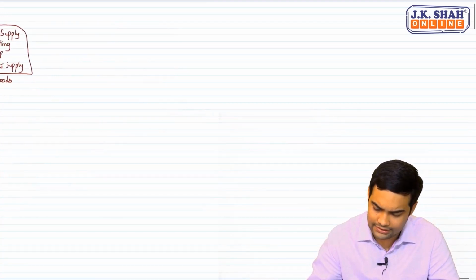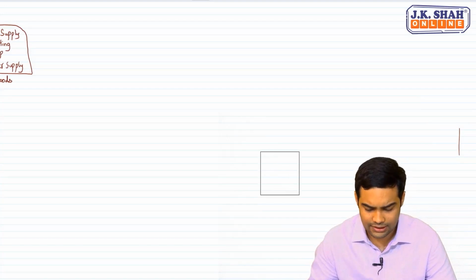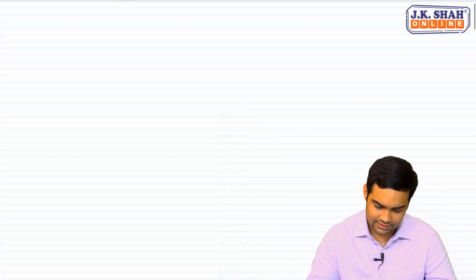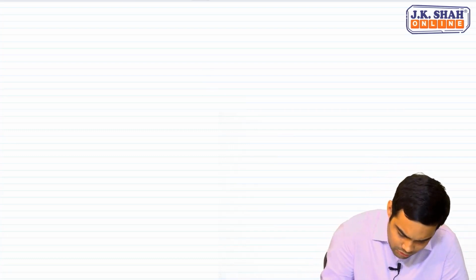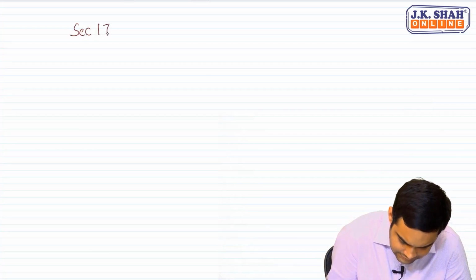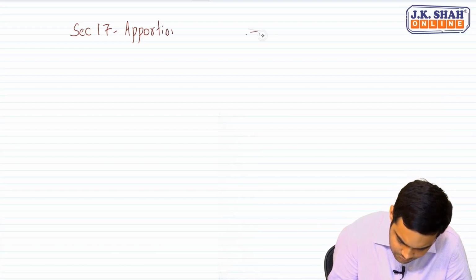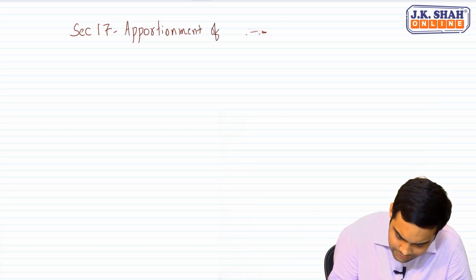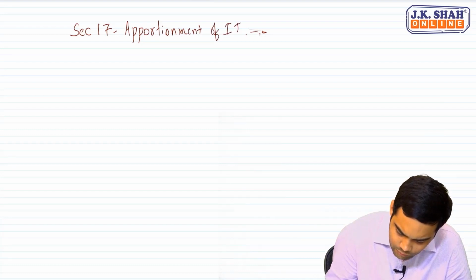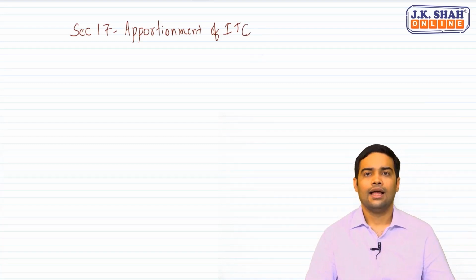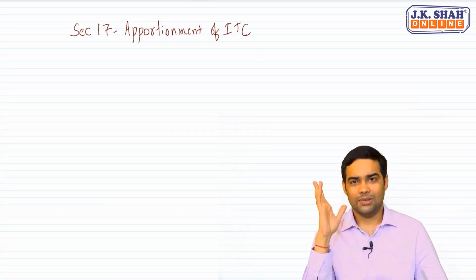Let's have a look at the changes which have happened in this particular segment of Section 17. Okay. Now when we talk about Section 17, it basically deals with apportionment of ITC. Now when we say apportionment of ITC, let's try to understand what cases can be covered under this. Now, we'll start with some basics.